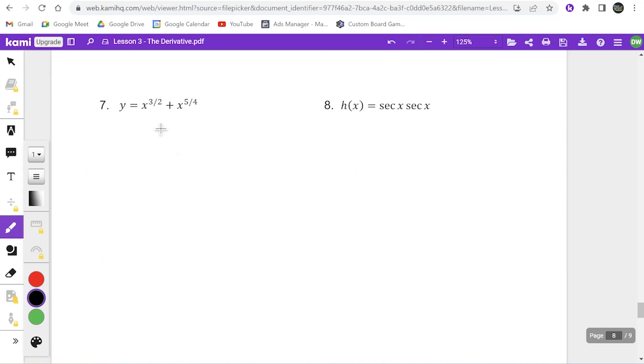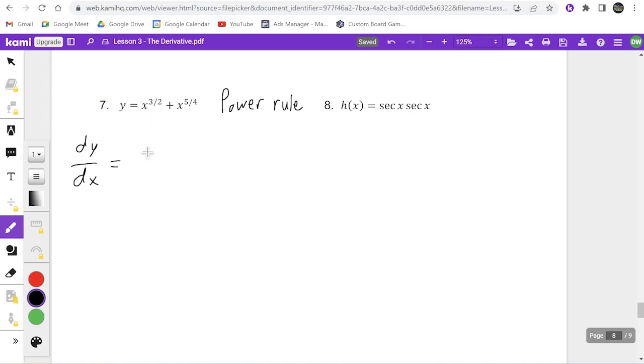Number 7, y equals x to the 3 halves plus x to the 5 fourths. We have not seen this kind of multiplication and power rules yet, but this will be a power rule. This is not some new rule we haven't discovered yet, still a power rule. I'm going to write dy dx this time because we have y, and I want to mix it up a little. I could have also written y prime if I wanted to.